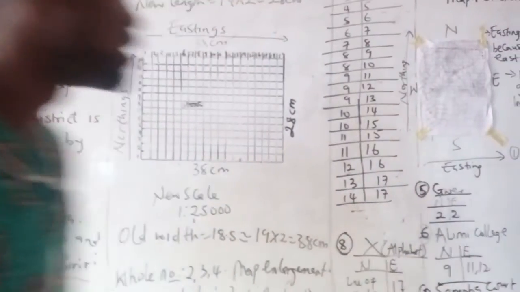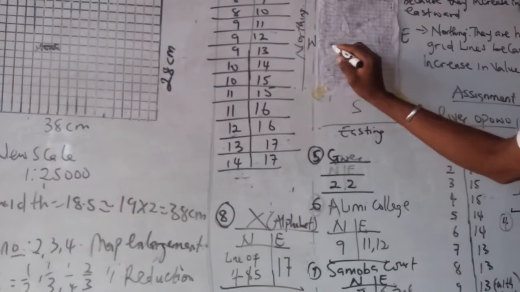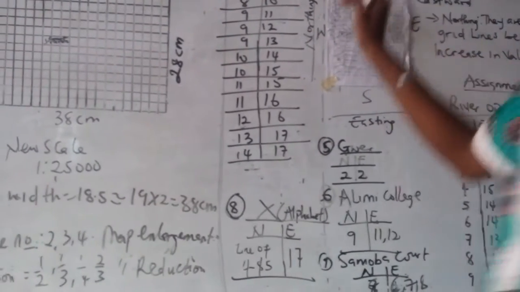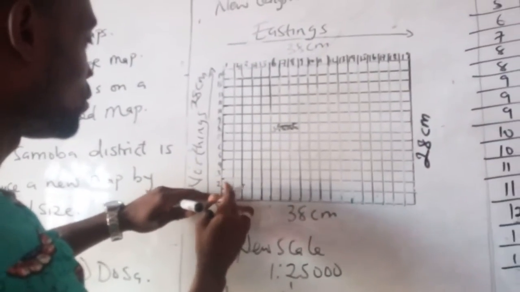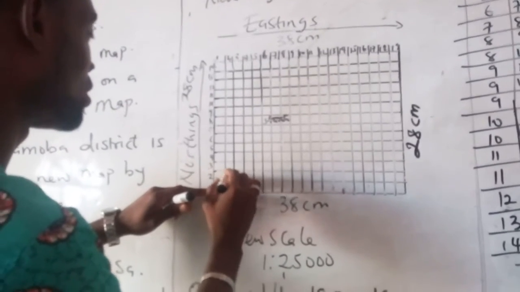Now the last one I want to do now is Jiwa. Jiwa in this map, where is it here? Look at Jiwa here. In the northern it is 2, while in the eastern it is 2. So 2, 2. So I'll come here and say 2, 2. This is Jiwa.